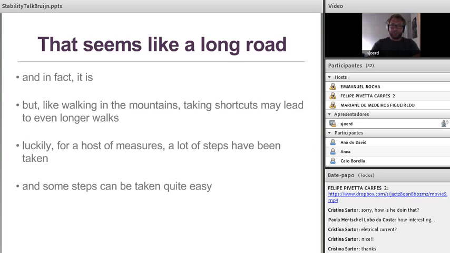So moving on to goal number 4, but quick break here to see if there's any questions so far.